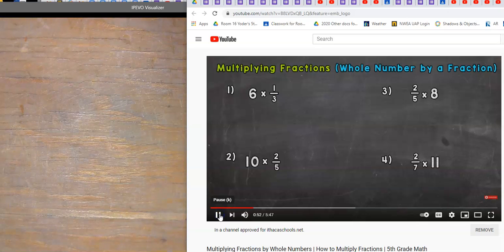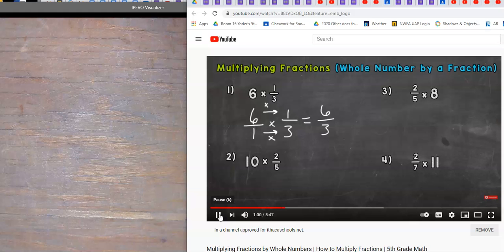Whenever we're multiplying a whole number by a fraction, the first thing we want to do is take the whole number and make it into a fraction. And all you have to do for that is put the whole number over 1. Now we have a numerator and a denominator. And then bring down the rest of your problem. So, when we multiply fractions, all we do is go straight across. Numerator times numerator, denominator times denominator. So 6 times 1 is 6, and 1 times 3 is 3. So we get 6/3.